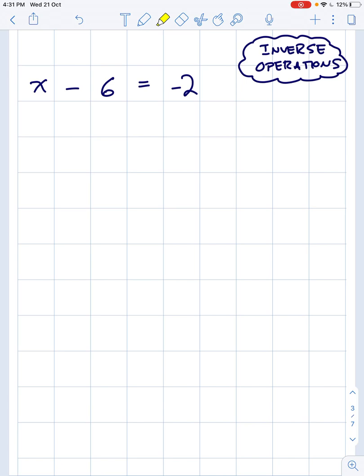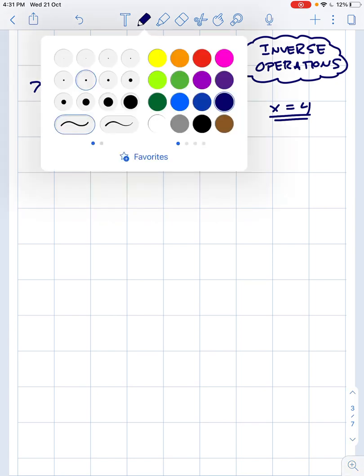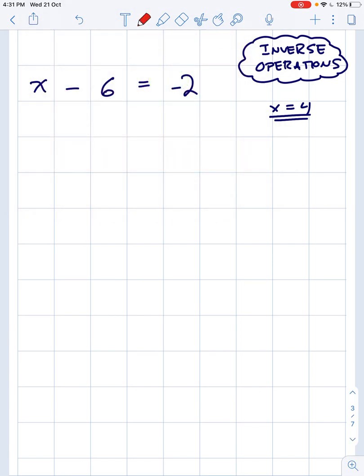Okay, take a second. What's the answer to that problem? All right, if you said x is equal to 4, you are correct. Maybe a little bit trickier because I've got some negative numbers thrown in. But if I go through and look, what are my inverse operations in this problem? Well, I'm starting with x, and you see I'm taking away 6. So if I take away 6 and I want to get back to just x, I need to do the inverse operation of minus 6, which is plus 6.